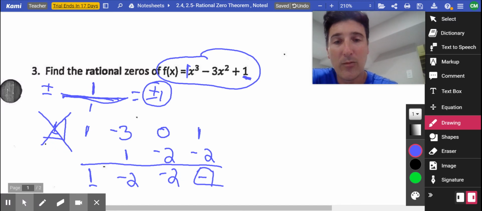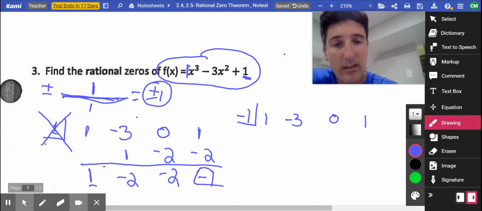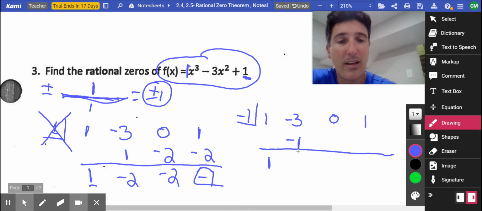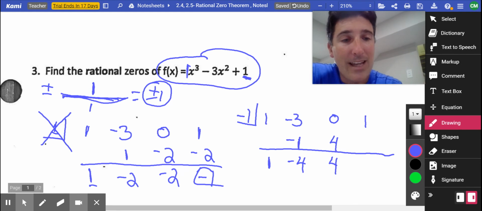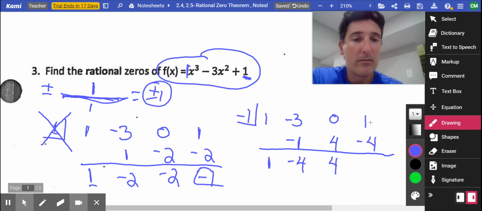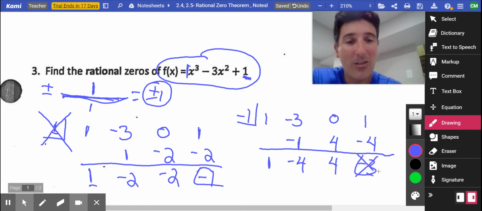So let's try -1. Put the same coefficients: 1x cubed, -3x squared, 0x, and 1. Let's bring down the 1. -1 times 1 is -1. Add -3 and -1, we get -4. -4 times -1 is 4. 0 plus 4 is 4. 4 times -1 is -4. And look, this doesn't work either. 1 plus -4 is -3. So that's not a zero.